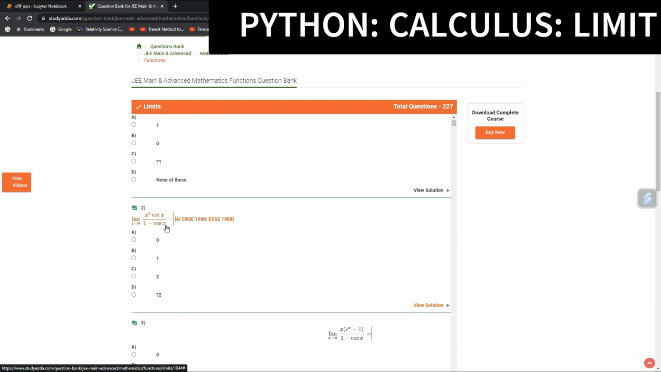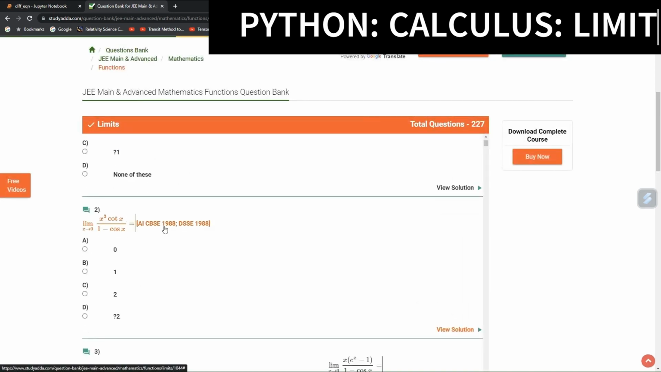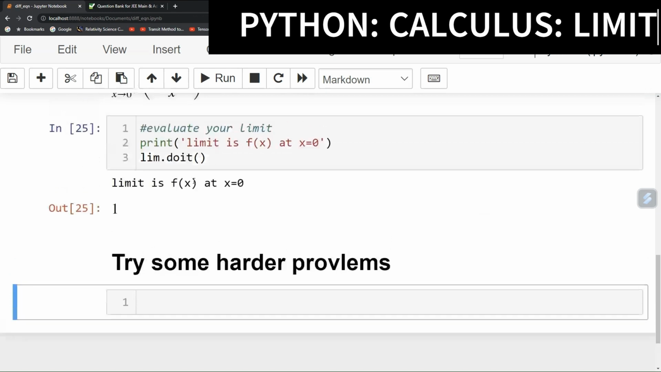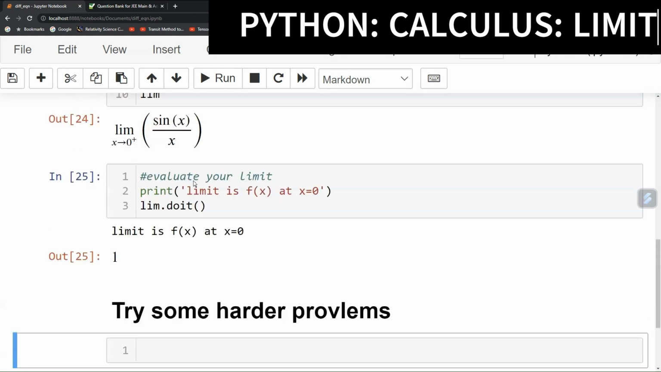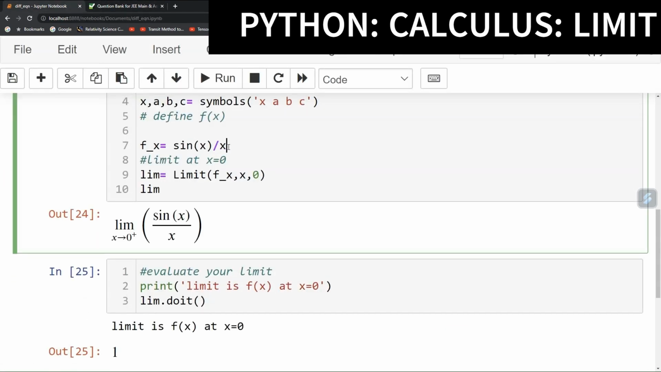x cube cot x divided by 1 minus cos x. So this you can try. We can try this limit. You can define your expression as x cube into cot x, and then divided by 1 minus cos of x. Now check.